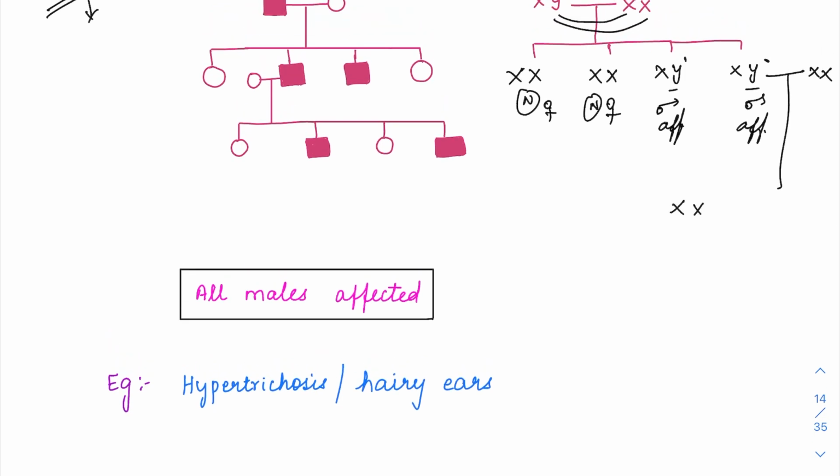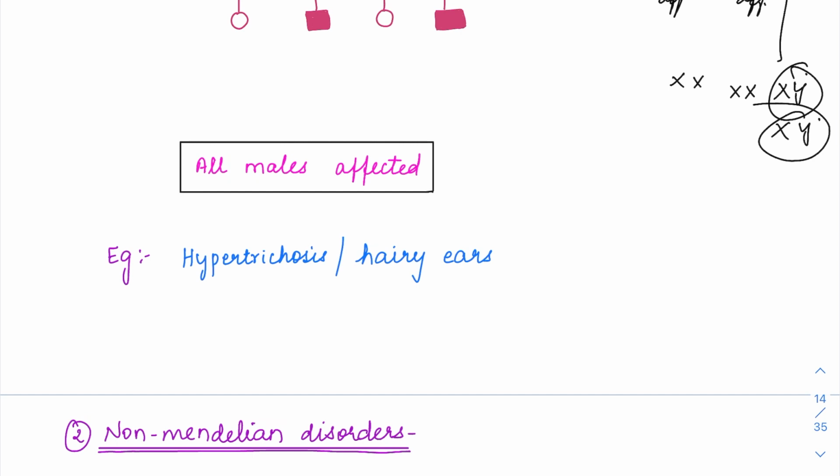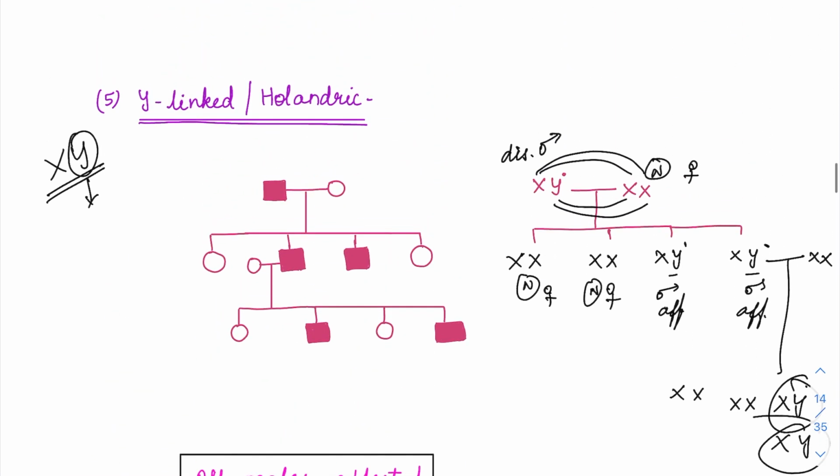Here again you are going to have XX, XX, XY dash, and XY dash. So in every generation you are going to have an affected male, and it is only the males who are affected. So all males are affected. The simple mantra is all males are affected in Y-linked. The example of a Y-linked disorder, Hollandric inheritance, is hypertrichosis or hairy ears. You see hair in the ears of men, right? That is transmitted to his son as well. So that is Y-linked inheritance.